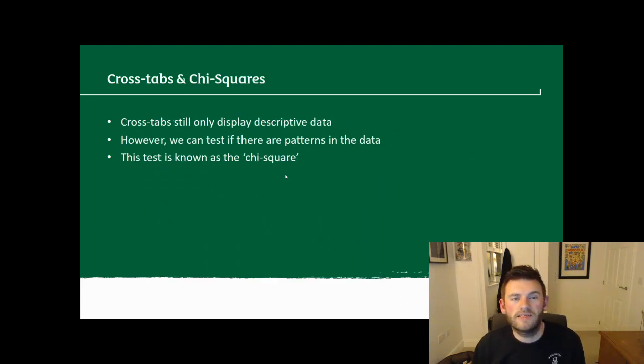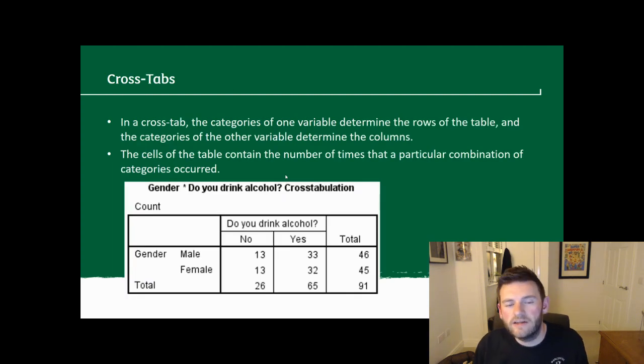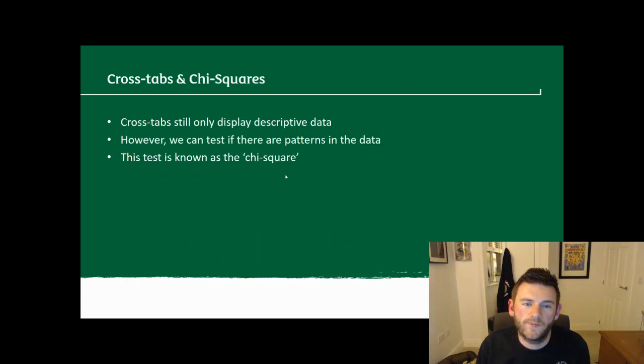Now the crosstab is still basically a descriptive table. However, we can test if there are patterns in the data, and this test is known as a chi-square. So when we look at the data, it's pretty clear here that there's not going to be any effect going on because the numbers are almost identical, but we can still run the test, the chi-square, to see if that is actually the case. Obviously, most examples we might have are not going to be as obvious as this.